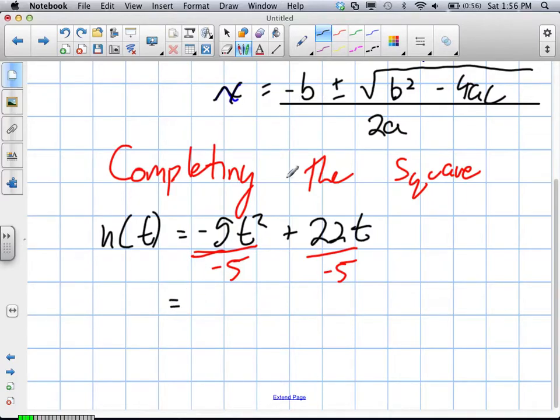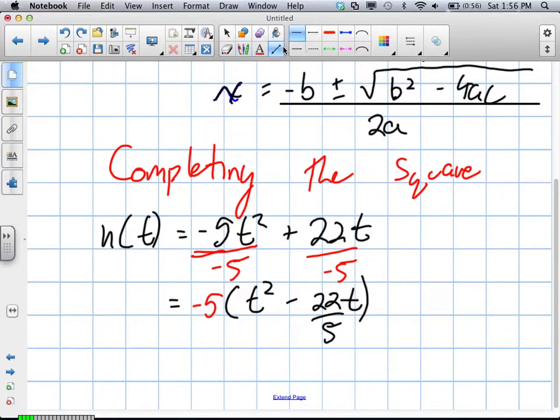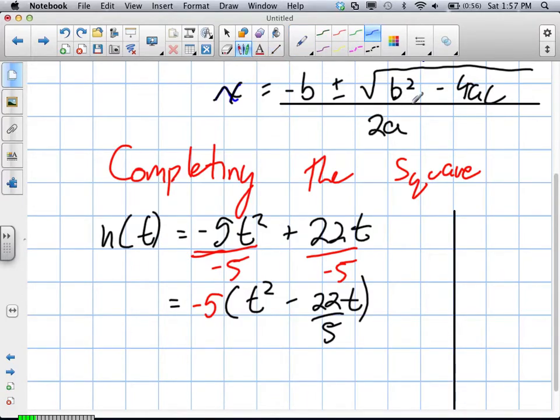What happens is that negative 5 comes to the outside of the brackets and it becomes our a term of our vertex form. We're then left with t squared, and I don't really want to write this the other way, so I'm going to write this as negative 22 over 5 t. Now what we do from here is there's a little formula that goes along with this on the side. I don't know if you remember it. We take the b term, divide it by 2, and square it. In this case, this is our b term.